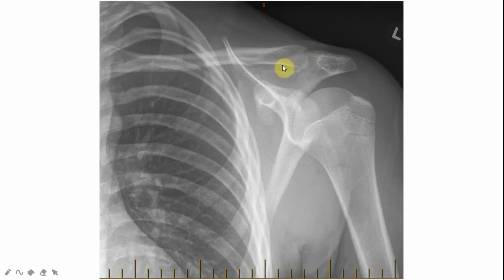The lateral end of the clavicle looks fine. This is the acromioclavicular joint. Can't see any obvious fracture in the clavicle. Look at the ribs. There is no obvious fractured ribs, no pneumothorax that I can see.